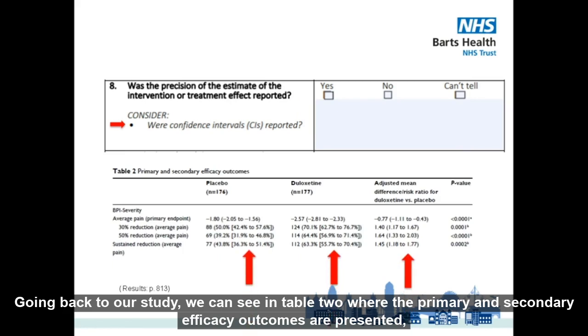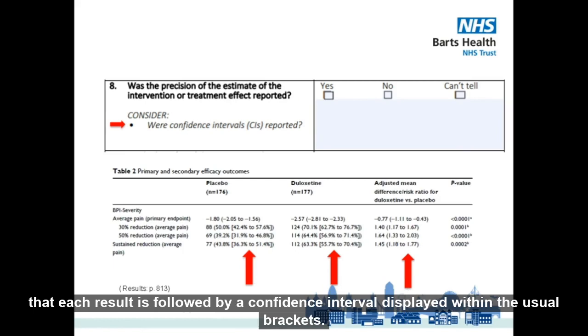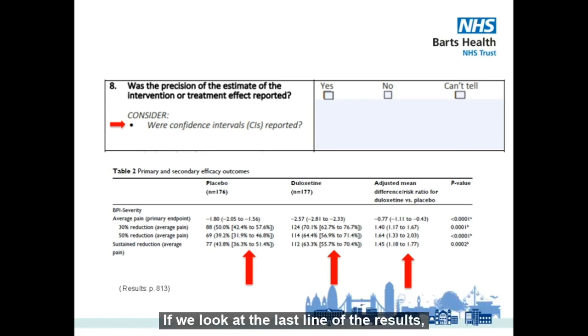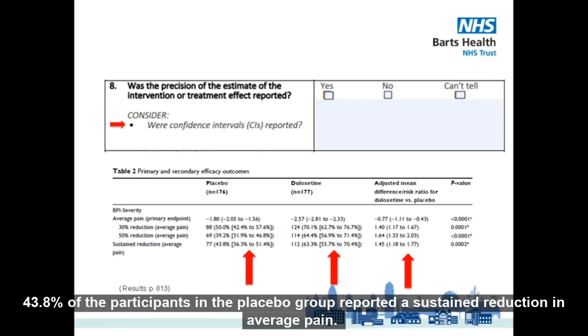Going back to our study, we can see in Table 2, where the primary and secondary efficacy outcomes are presented, that each result is followed by a confidence interval displayed within the usual brackets. If we look at the last line of the results, 43.8% of the participants in the placebo group reported a sustained reduction in average pain.